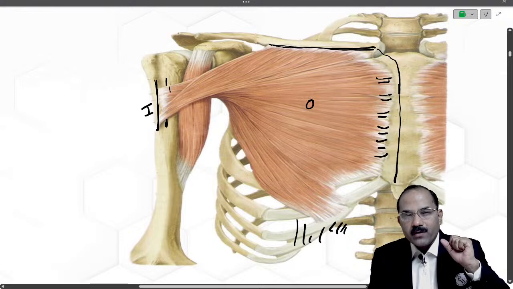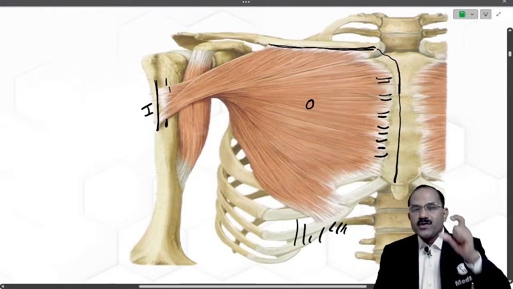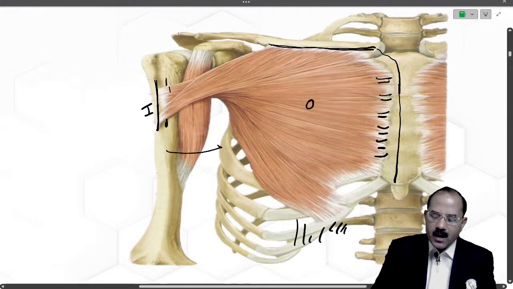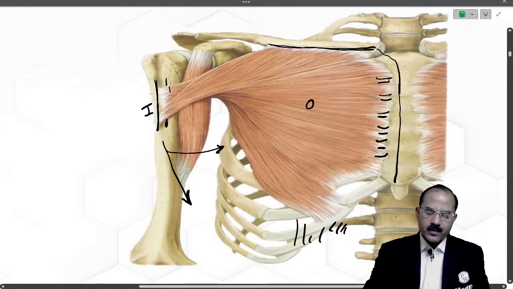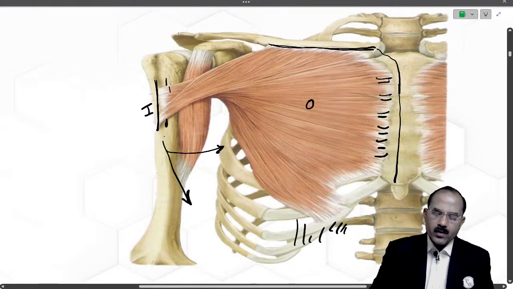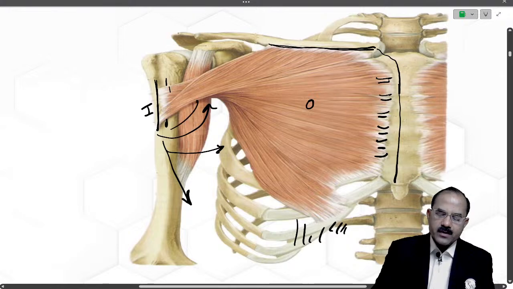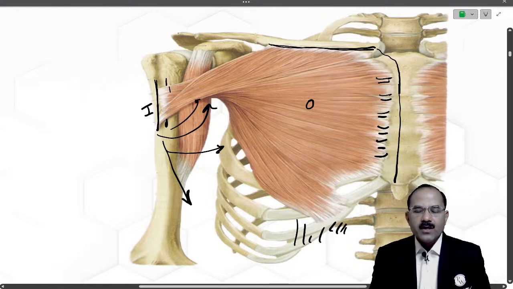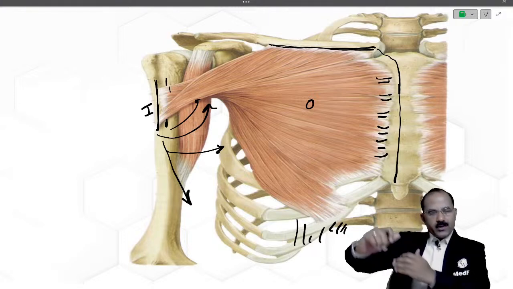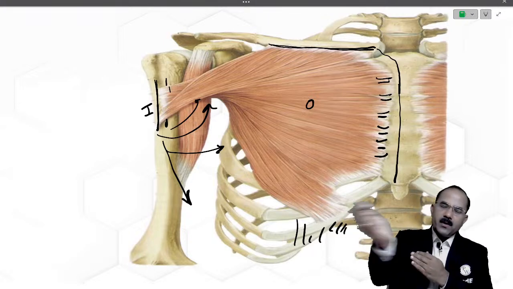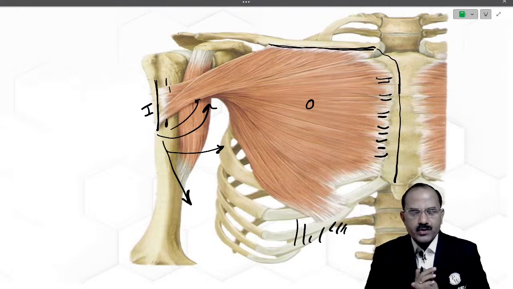When this muscle contracts, what does it do? So, what is the action of pectoralis major? It takes the arm towards the body. That's adduction. It takes the arm forwards. That's flexion. And it also turns the arm inwards. That's medial rotation at the shoulder joint. So, the action of pectoralis major: adduction, flexion, and medial rotation at the shoulder joint.